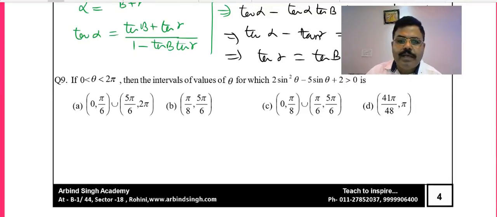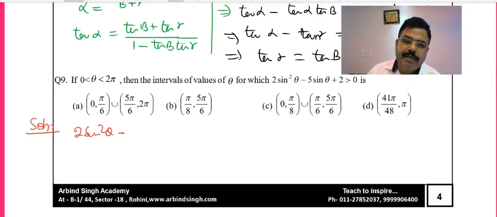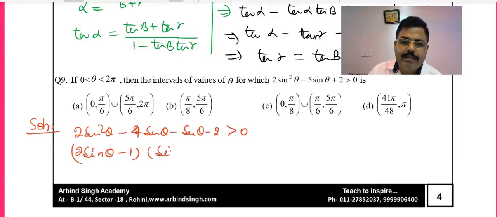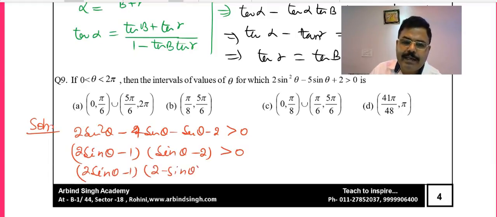Here is a question from trigonometric equations. It is given that theta lies between 0 to pi by 2 and 2 sine square theta, splitting the middle term, can be written as 2 sine square theta minus 3 sine theta plus 2... is greater than 0. So we can write 2 sine theta minus 1 and sine theta minus 2 is greater than 0. So I can write 2 sine theta minus 1 and 2 minus sine theta is less than 0, because I have changed the sign. A minus sign is taken and multiplied, and therefore the sign is changed.